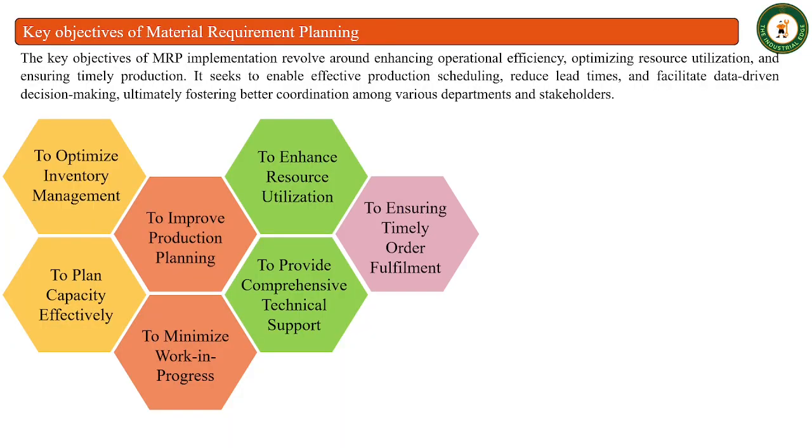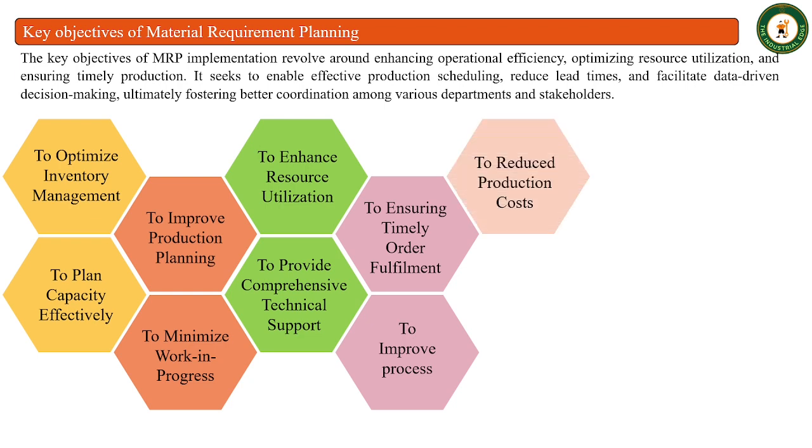Seventh key objective, to ensure timely order fulfillment. MRP ensures that products are manufactured and available when needed, improving on-time delivery and customer satisfaction. Eighth key objective, to improve process. By identifying inefficiencies and bottlenecks, MRP encourages a culture of continuous improvement and optimization.